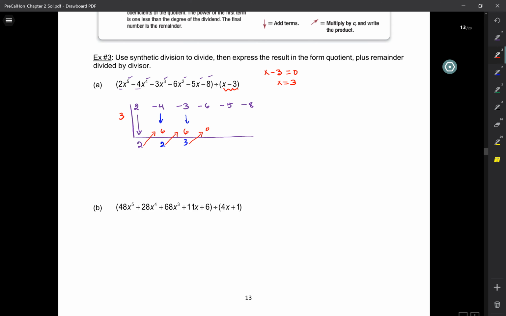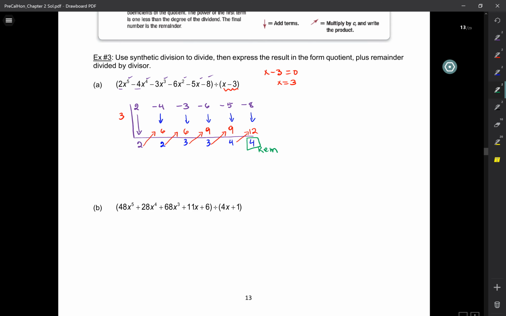We multiply, we get 9. We add this way, we get 3. We multiply, we get 9. We add vertically, we get 4. We multiply, we get 12. We add vertically, we get 4. Now that last number, no matter what it is, is always the remainder. Okay, and there we go. We're done dividing.